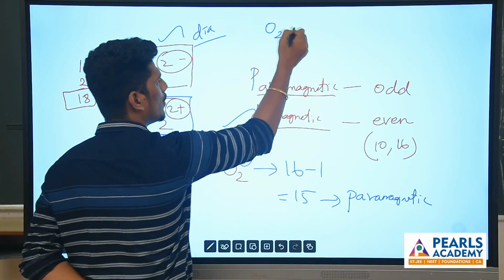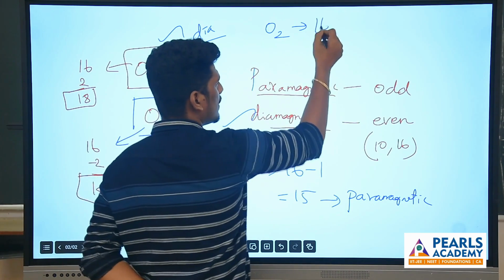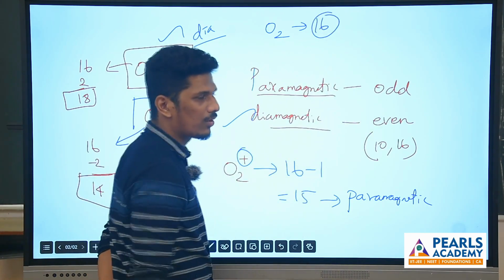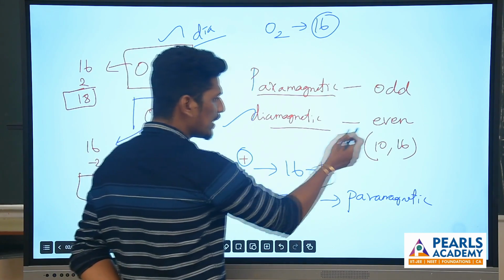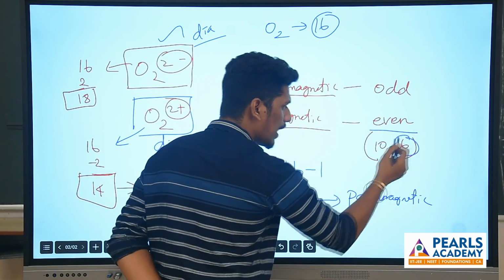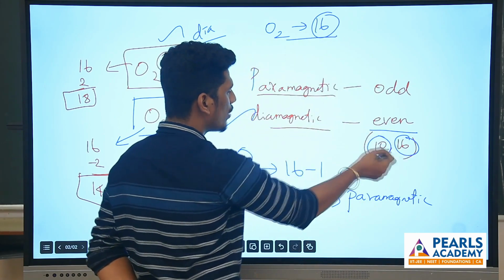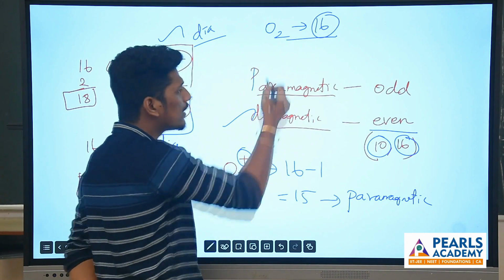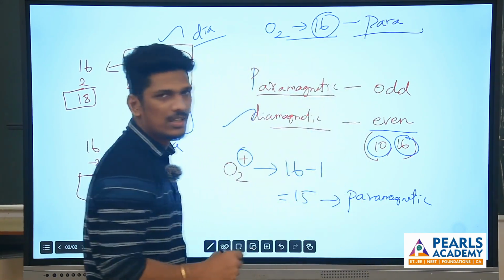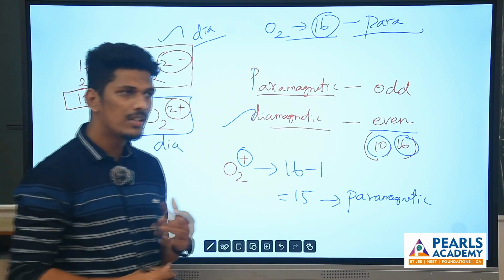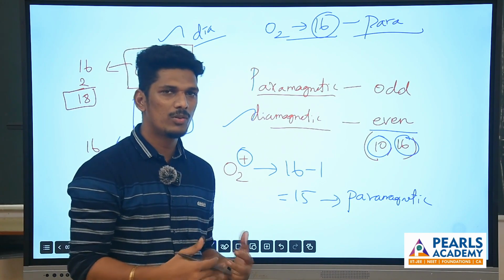Okay, simply O2. O2 has 16 electrons in total. So the total number of electrons present in an O2 molecule is 16. 16 is an even number, but 16 and 10 are exceptions. Even though you get an even number, you should not say this molecule is diamagnetic. It is paramagnetic. That is the exception in this trick. So these two tricks are very useful in order to find the bond order and magnetism. So this is all about the class.